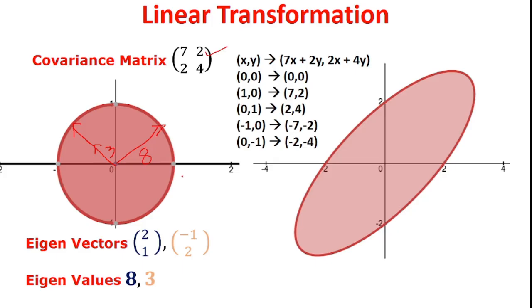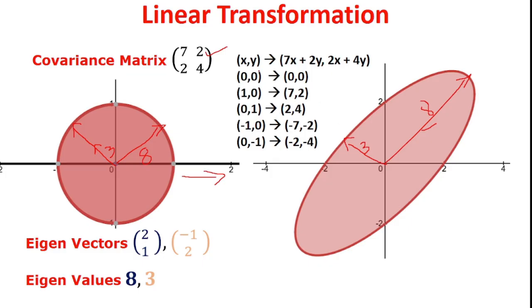How does this get transformed? This is a circle, and now it's transformed to an ellipse. From 0 to the ellipse, in this direction the magnitude is 8, and in this case the magnitude is just 3. Principal component says you need to choose the highest eigenvalue, so in this case the highest eigenvalue is 8. We need to consider 8 and throw away 3. We can see it one by one.